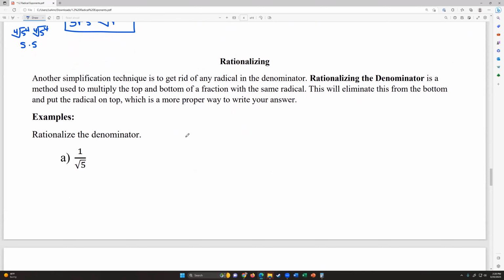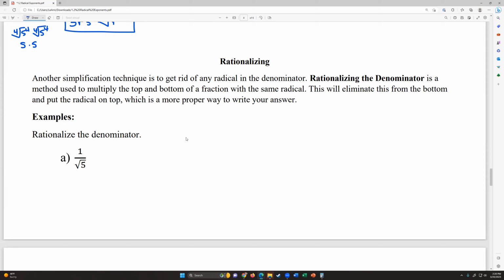The next way we simplify radicals, another way we can simplify them, is anytime we have a radical in a denominator, we want to rationalize or get it out of the denominator. So that means we multiply the top and bottom of our fraction by the same radical. It doesn't always have to be the radical in the denominator. We will determine what to use by what would make it a perfect power.